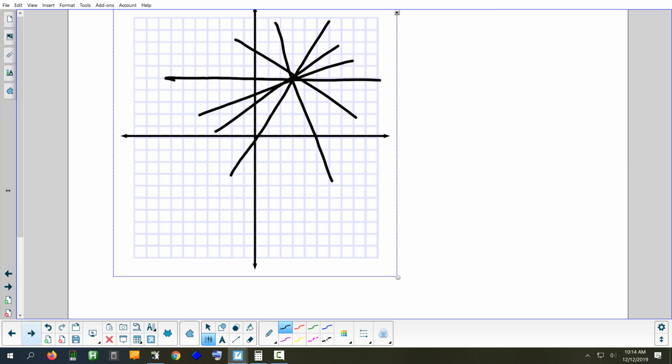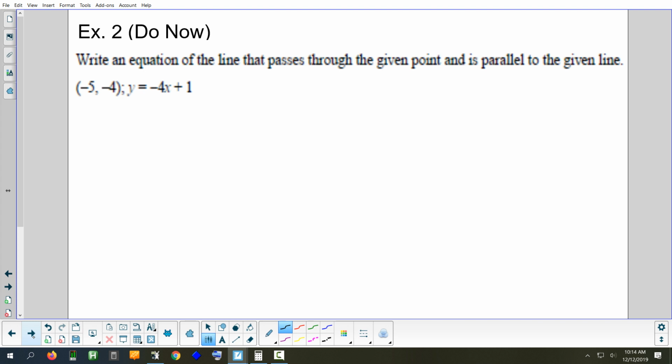Let's try example 2. Yeah, I like this one better to distribute because the slope isn't a fraction. All right, so example 2, now we're on the back. Let's write, actually, you guys got a spot, you need to copy that down. There's the coordinate, -5, -4. There's the equation.